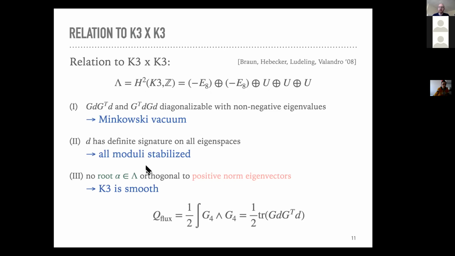So then we can translate these conditions into physical conditions. The first condition of having non-negative eigenvalues guarantees us to have a Minkowski vacuum. The second condition guarantees us that all moduli are stabilized. And the third condition of having no roots of this lattice orthogonal to the positive norm eigenvectors guarantees us that these 2 K3s are smooth, because these roots correspond to orbifold singularities of the K3, and if they were orthogonal to the space spanned by the positive norm eigenvectors, they would correspond to a gauge group localized at these singularities. But let me not go into the details here. And finally, the flux charge, the integral of G, is just given by this trace, which we want to minimize. So we are now in a very good position to put this onto a computer.